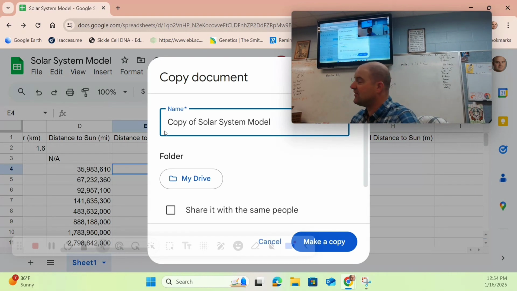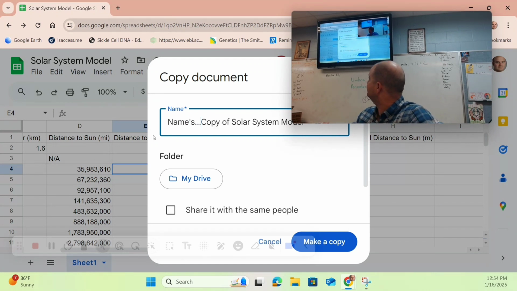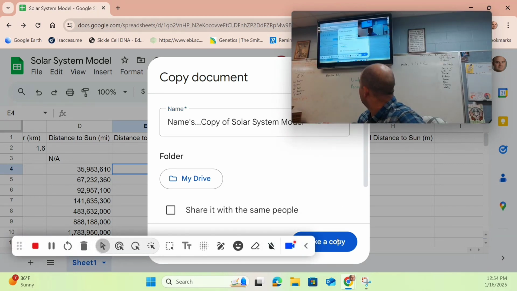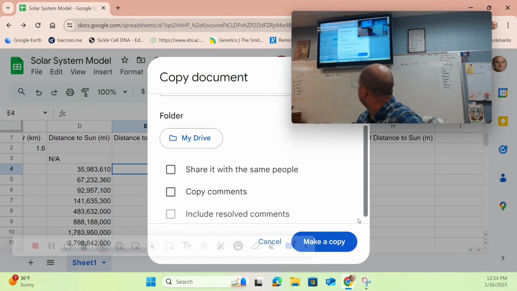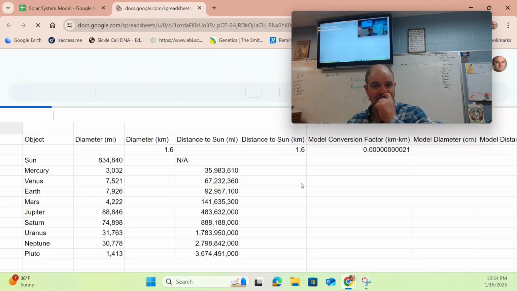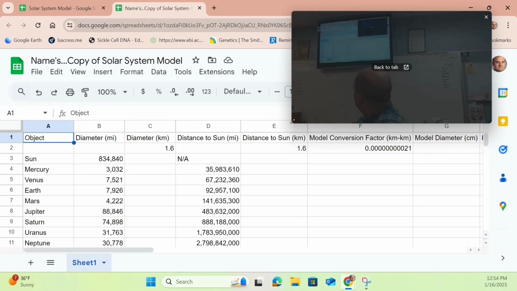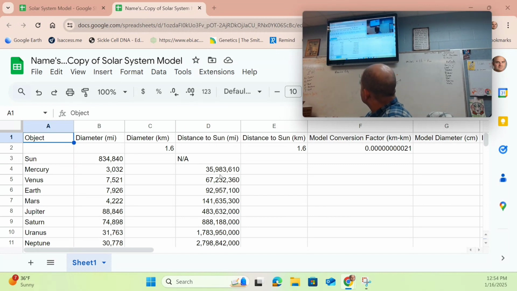Right before where it says copy, just put your name. Whatever your name is, that is now your copy of this document, so you can mark it up however you see fit. Make the copy. Oh my goodness. There we go. Screencastify getting in the way. All right, good. Here we go.